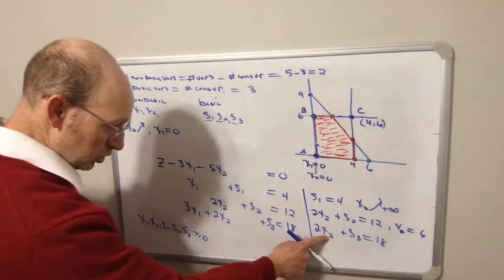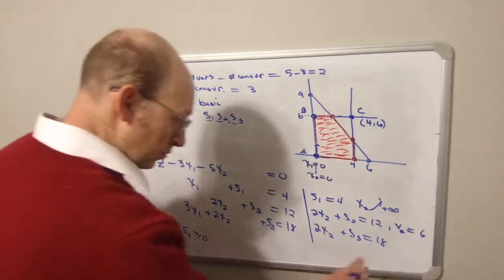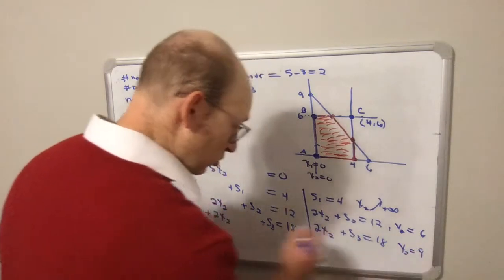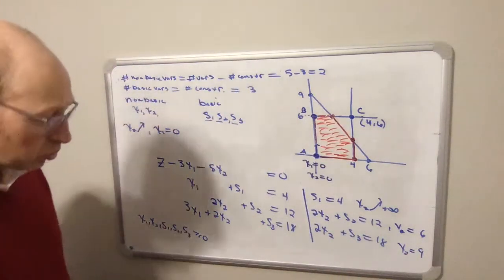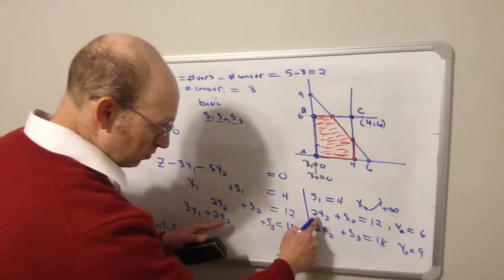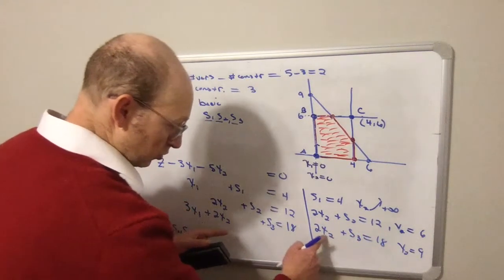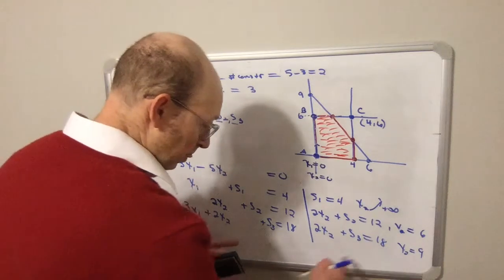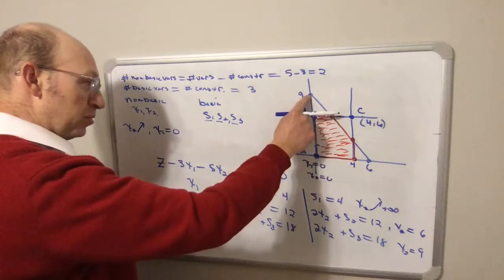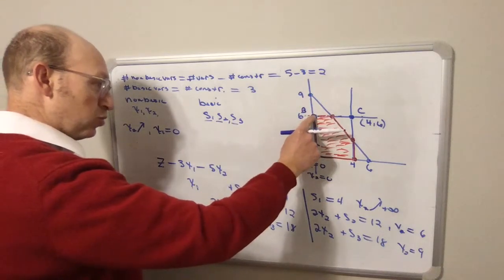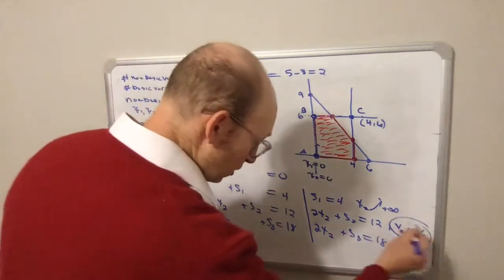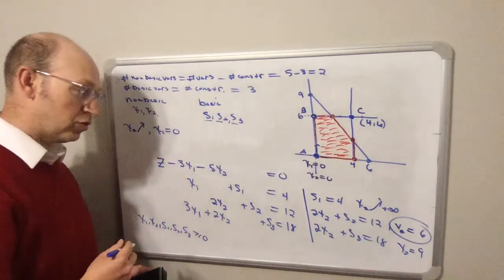And when x2 is equal to 9, s3 turns to 0. Notice this is called the ratio test. We just took 12 over 2 and we got 6. 18 over 2, we got 9. So we can't let x get to 9. That's too big because we left the feasible region right here at 6.